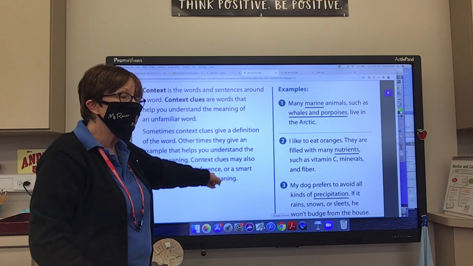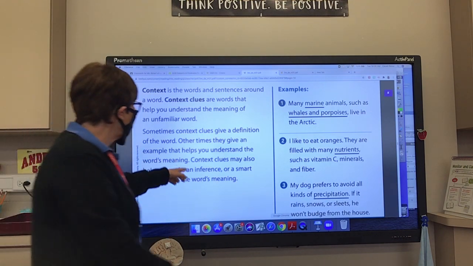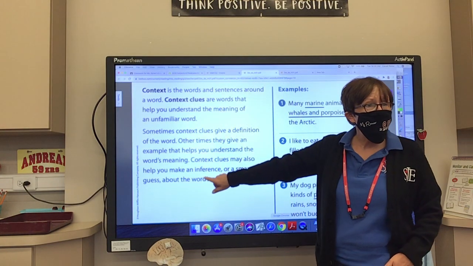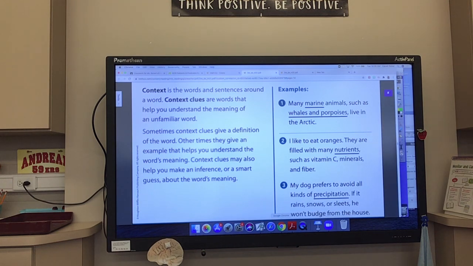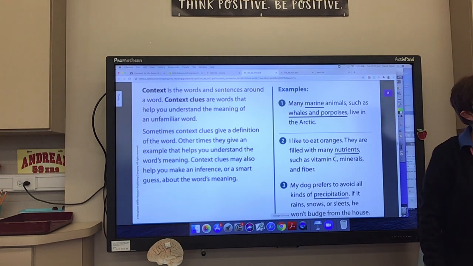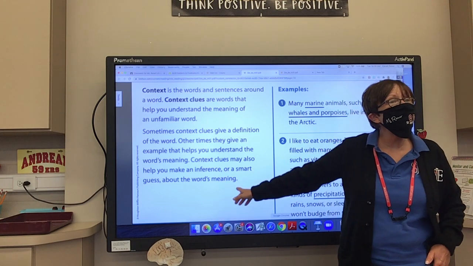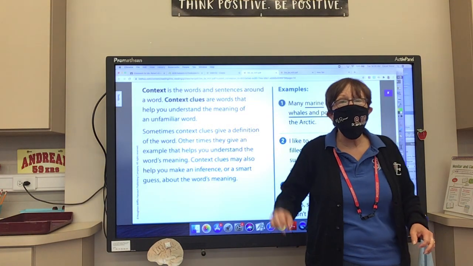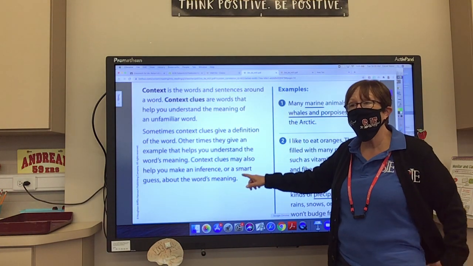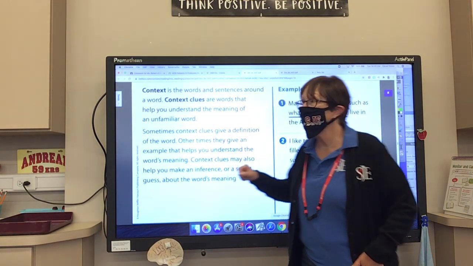Do you see a context clue giving us the meaning of the word inference? What does the word inference mean? Who can tell me? I see a context clue for the word inference. What does it mean, Logan? A smart guess. That's what an inference is. It's a smart guess. When you make an inference about something, you're making a smart guess. It's right here. Inference or a smart guess. That's what an inference is.